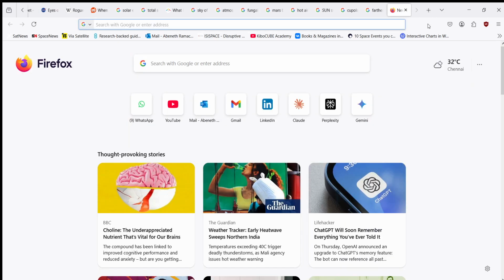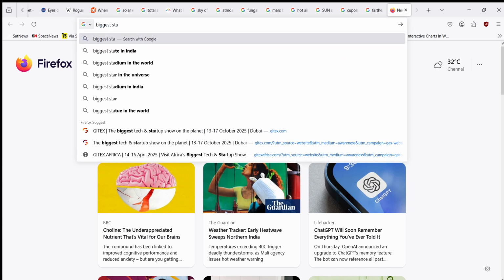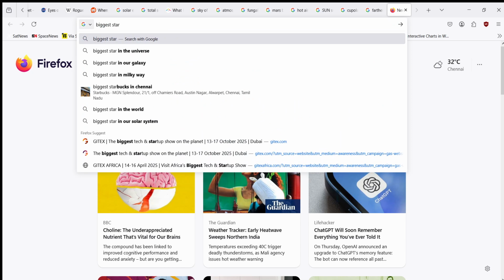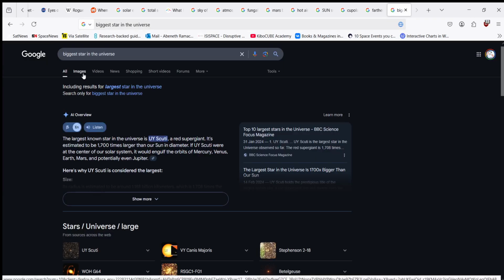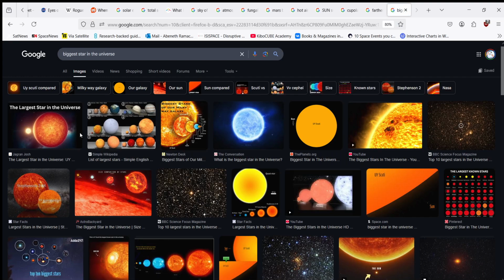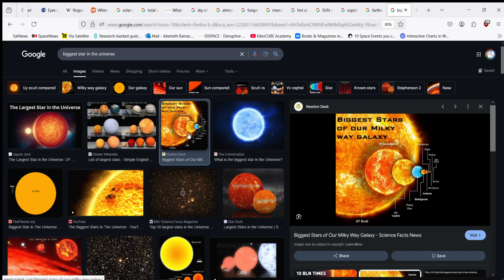Sir, is our star small or big? Our sun is a very average size star. Biggest star in the universe. Is the sun bigger than the planets? Yeah. A lot of stars are bigger than our planets.